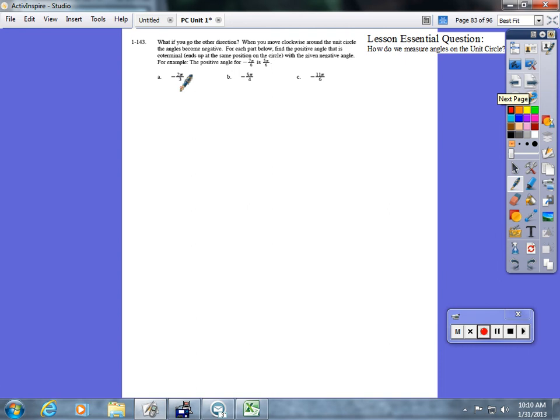So letter A is negative 2 pi over 3. Now there's 2 ways to do this. You can look at your unit circle, which looks like this, and you can go the negative direction, starting at 0 and going negative 2 pi over 3. So I would be counting pi over 3's there: negative 1 pi over 3, negative 2 pi over 3, and get whatever that corresponding angle is. In this case, that would be positive 4 pi over 3. So negative 2 pi over 3 corresponds to positive 4 pi over 3.